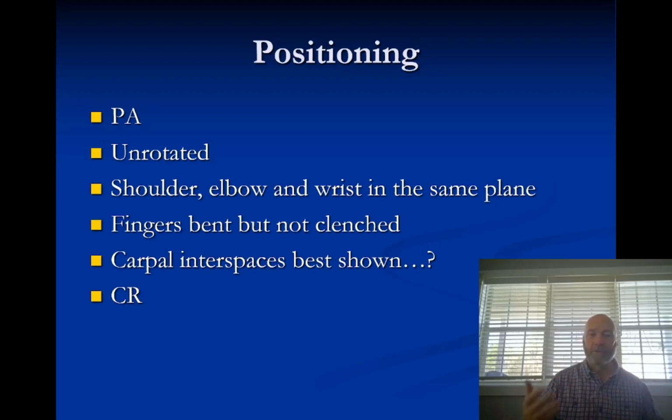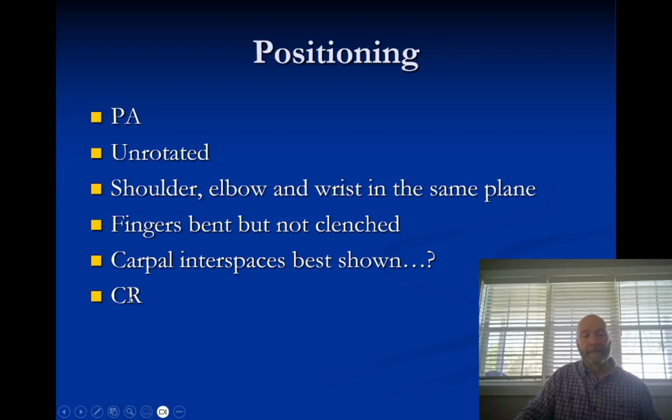So you may see a question at some point that says, what position would you put the wrist in to best show the carpal interspaces? And that would be that you would put it in a supine position. You may see a question say, what projection would you shoot to best demonstrate the carpal interspaces? And that would be AP. Both mean the same thing.